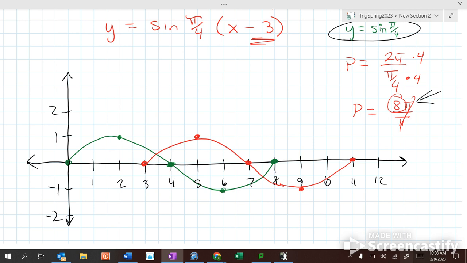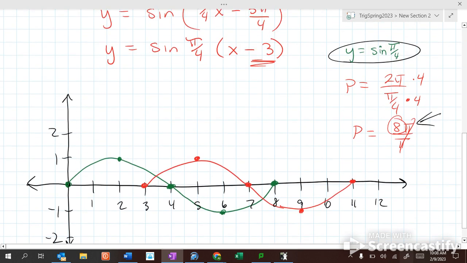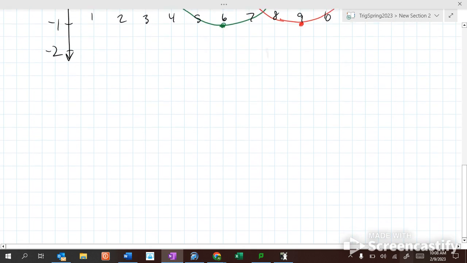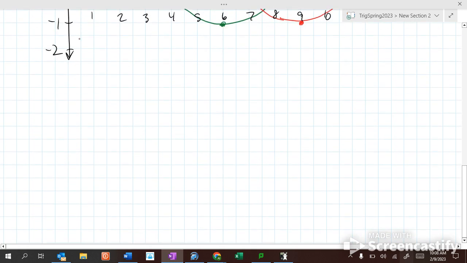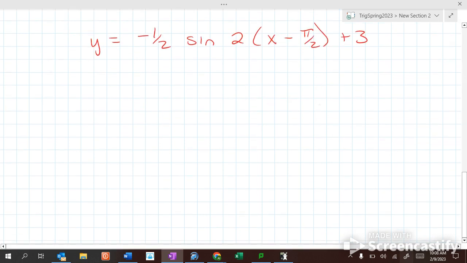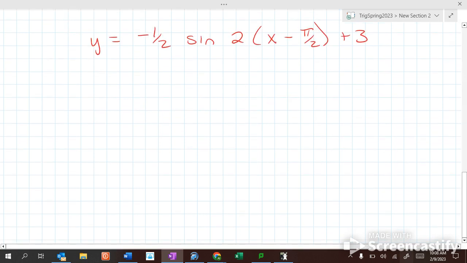Now, besides those quirky looking ones, we'll have normal ones too, where we won't have pi involved in it. So we'll have normal ones today, like y equals -1/2 sine of 2 times x minus pi over 2 plus 3. Okay? So let's see if we can do something like this.